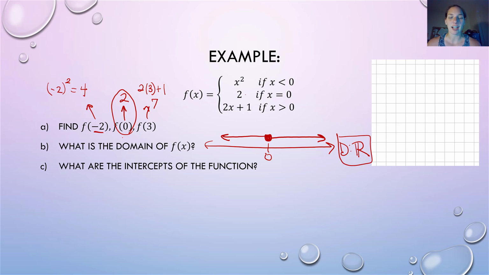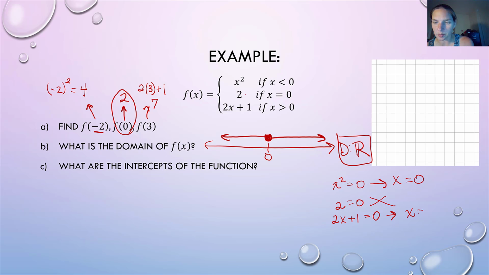So, to find x-intercepts, we do x squared equals 0, 2 equals 0, and 2x plus 1 equals 0. If we have all three of those, we set all three equal to 0 and solve for all three. This would mean x equals 0. This doesn't give us anything. And this would give us minus 1 divided by 2, x equals negative 1/2.